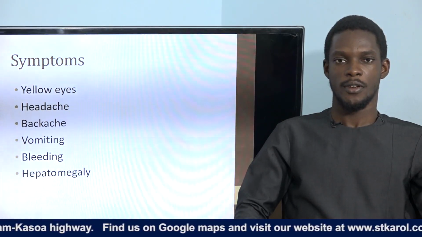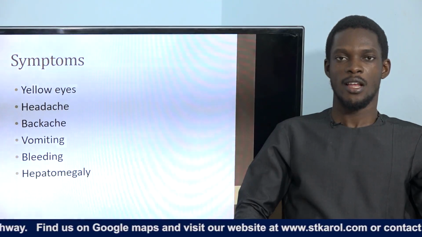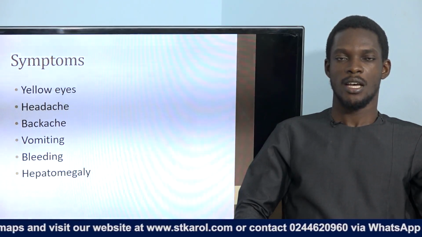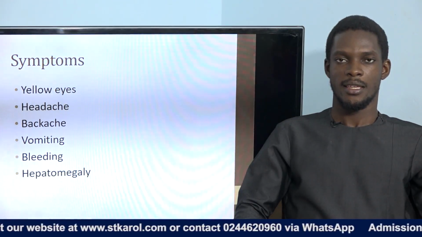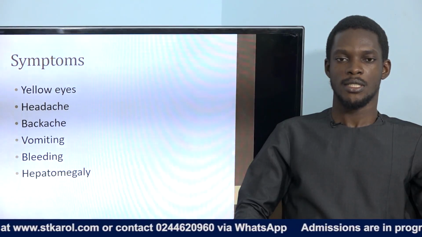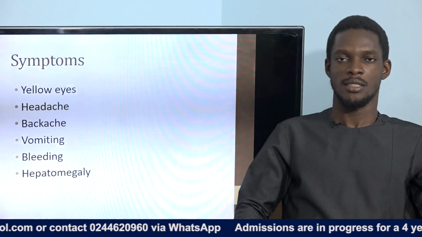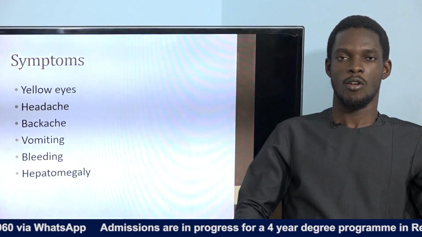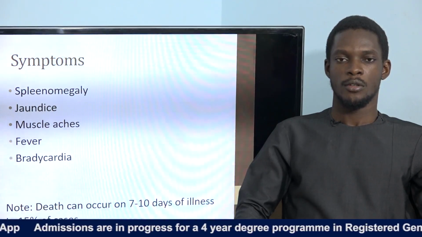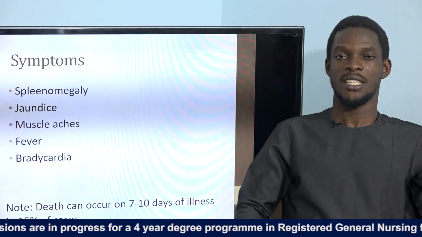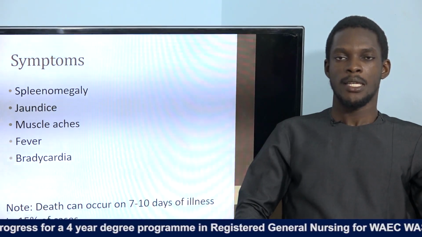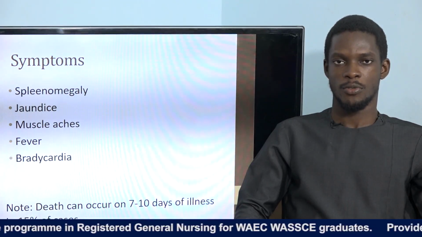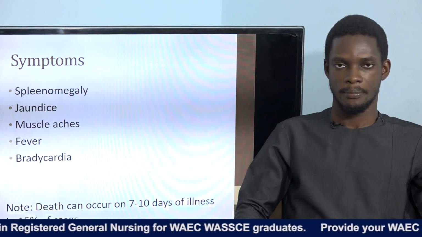Symptoms of yellow fever: you can expect to see yellow eyes and yellowing of the skin. You can also expect to have headaches, backache, a lot of vomiting, bleeding through body orifices, and inflammation of the liver. You can also expect to have inflammation of the spleen. The spleen would get inflamed because the spleen is responsible for filtering the blood.